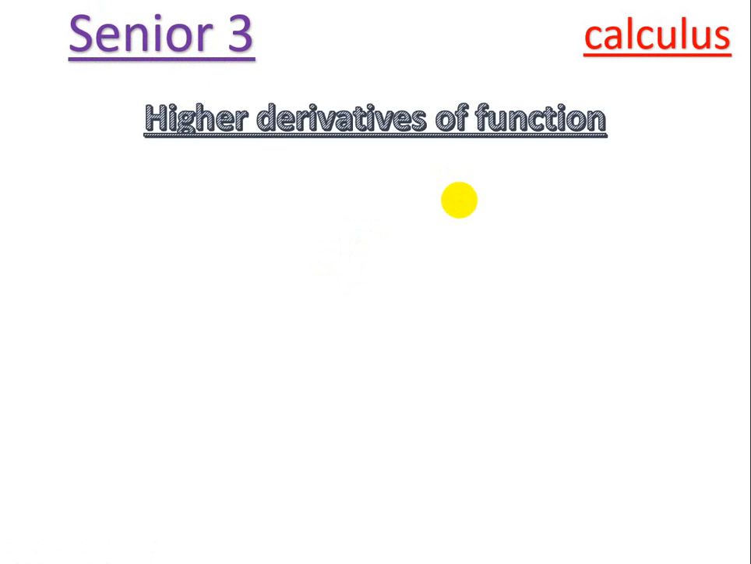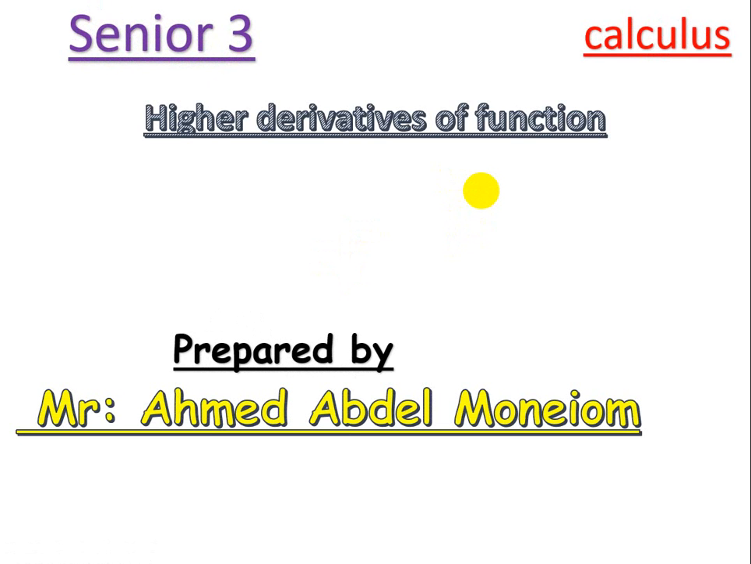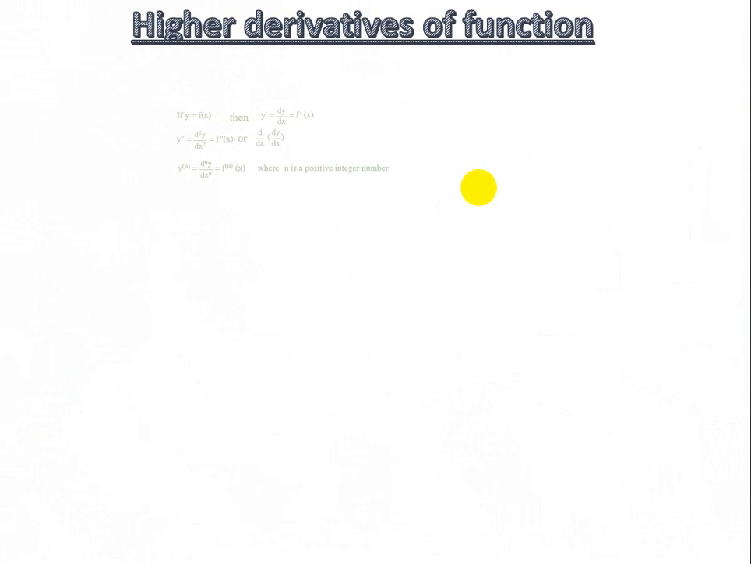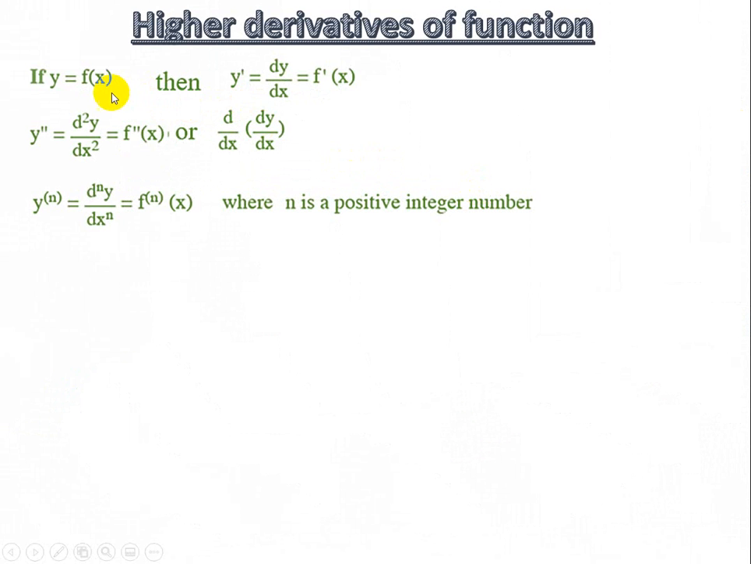Our lesson today in calculus is higher derivatives of functions. You know that if y equals f of x, then y dash, which means dy/dx, equals f dash of x. y double dash is d²y/dx², or f double dash of x, or d/dx of dy/dx. yⁿ, which means dⁿy/dxⁿ, equals fⁿ(x), where n is a positive integer.